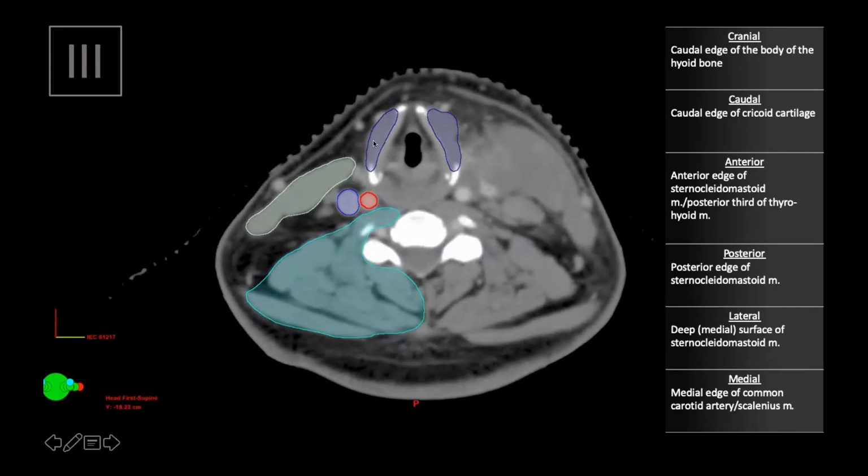So these are the strap muscles. They are not very clear. We've discussed in the muscle anatomy module that it's very difficult to differentiate individual strap muscles on a CT scan. Even on MRI, it's not usually very clear because they are thin muscles.